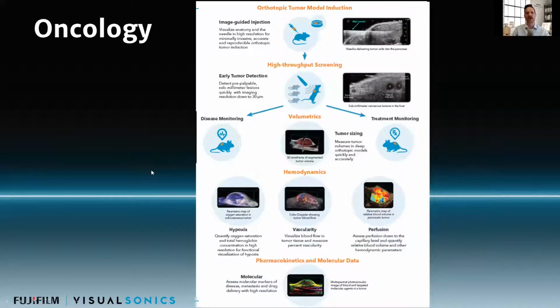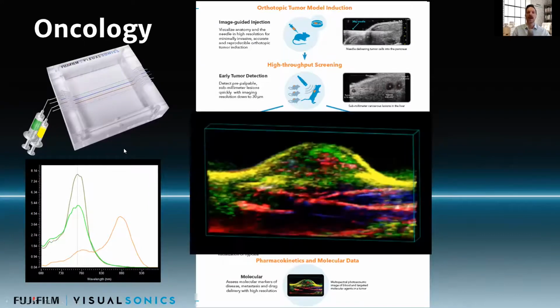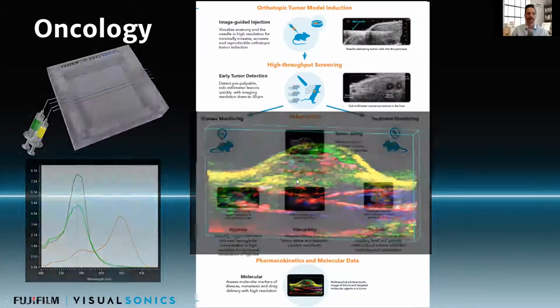Finally, we're looking at pharmacokinetics and molecular data. This is where we can use photoacoustics and exogenous contrast agents like dyes, nanoparticles, and so on, and even fluorophores to really characterize these contrast agents in a phantom in this case, using our system, and then going in vivo and looking at basically expression of different molecules through these molecular imaging techniques.